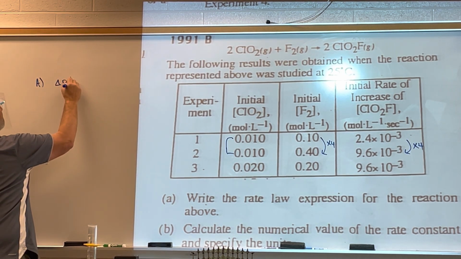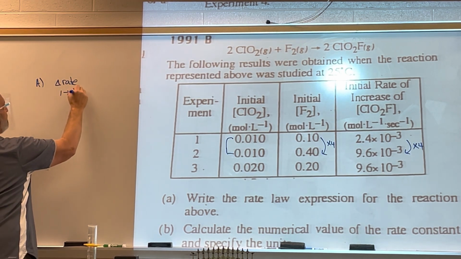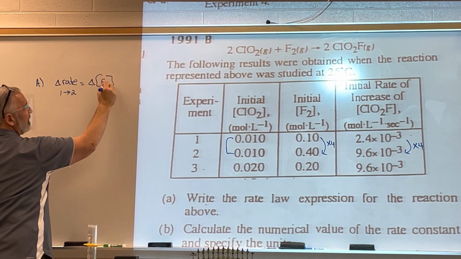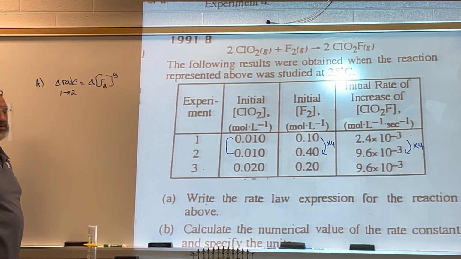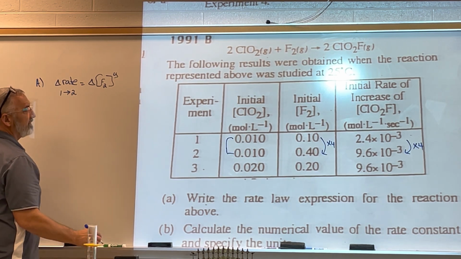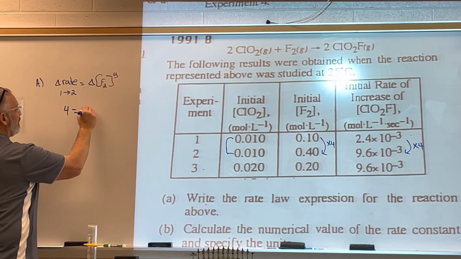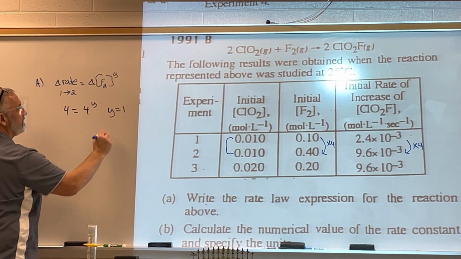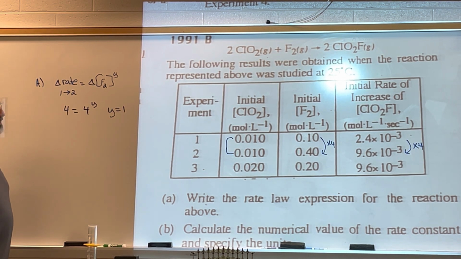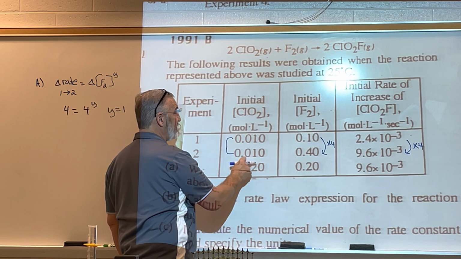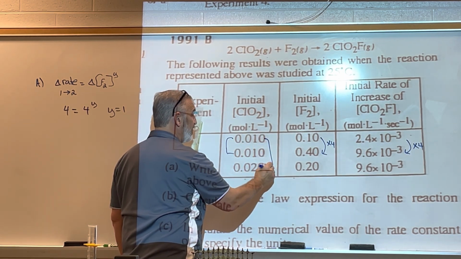So my change in rate from experiment 1 to 2 is equal to the change in the concentration of F2 to some power. Now, my rate changes by 4, my concentration changed by 4 to the Y, so Y equals 1, right? So now I know that value. So now it's no longer a variable. So now I can compare 1 to 3.